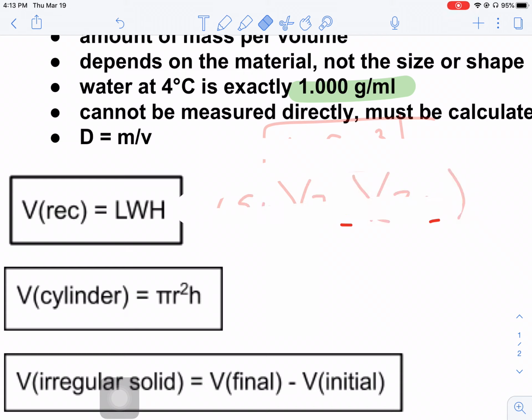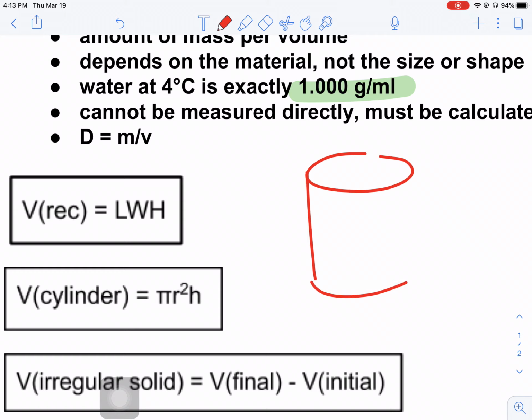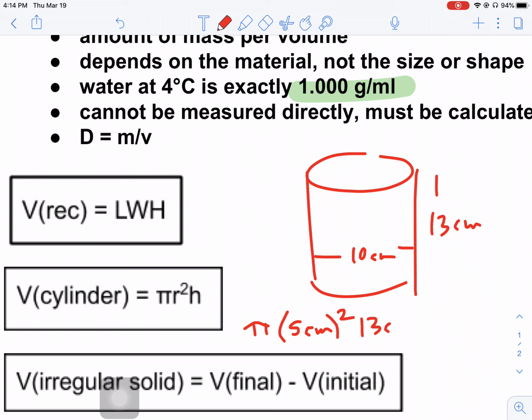All right, let's do a cylinder. Let's say you have a mason jar. And let's say that mason jar has a height of 13 centimeters. And let's say that it has a diameter of 10 centimeters. So if you want to find the volume of that mason jar, you would use the formula pi r squared h. Now, pi is 3.14159. And radius in this case would be half of the diameter. We said the diameter was 10 centimeters, so half of that would be 5 centimeters. And we're going to square the radius. So we know that 5 squared is 25, and the height would be 13 centimeters.